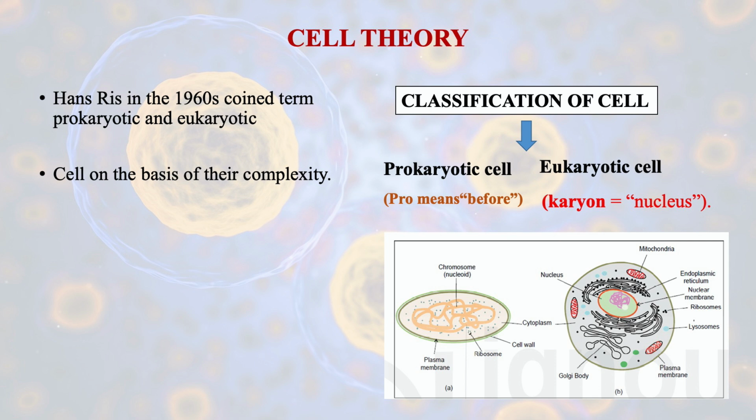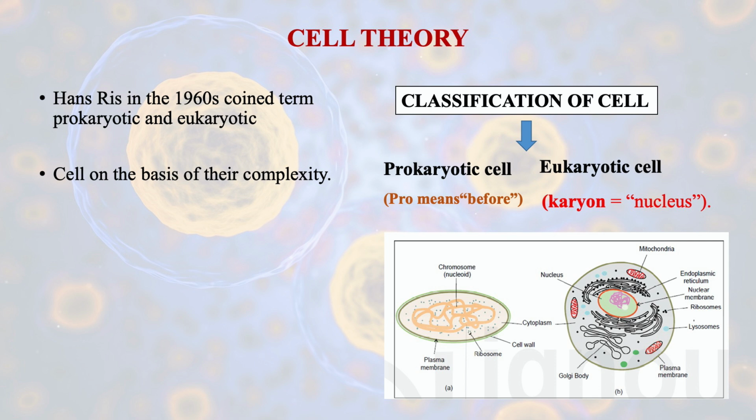And the eukaryotic cell is more complex because it has a membrane bound nucleus and membrane bound subcellular organelles. There are many subcellular organelles such as Golgi body, endoplasmic reticulum, lysosomes, peroxisomes, mitochondria. These are membrane bound organelles which are present within the eukaryotic cell.